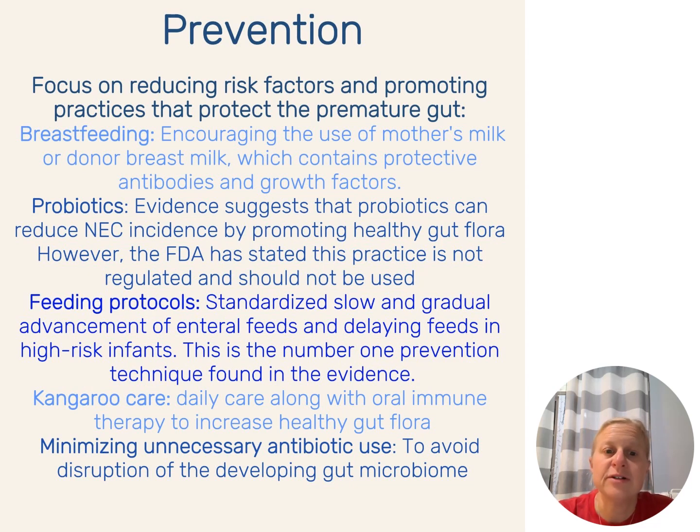We talked about the feeding protocols, so standardized, slow and gradual advancement of enteral feeds has been the number one prevention technique found in the evidence. So delaying feeds in high-risk infants, for me, in the units I've worked on, is for babies on high levels of pressure, so dopamine greater than 5 mics typically, where we're not just doing it for kidney perfusion, but because the baby's blood pressure is low. Maybe they don't have urine output. Maybe their cap refill is terrible, in addition to what their blood pressure looks like. So we're probably not going to feed, and we're going to delay on those sickest babies because we don't want to put food in something that's not getting perfused.